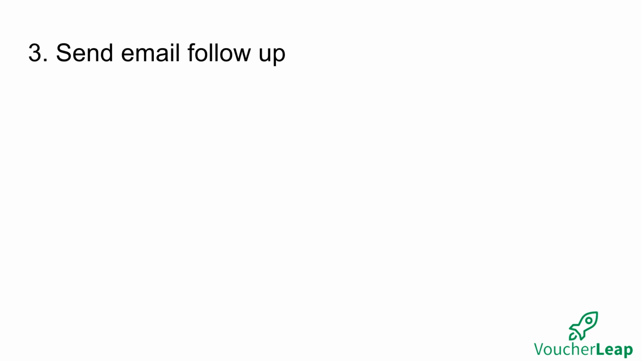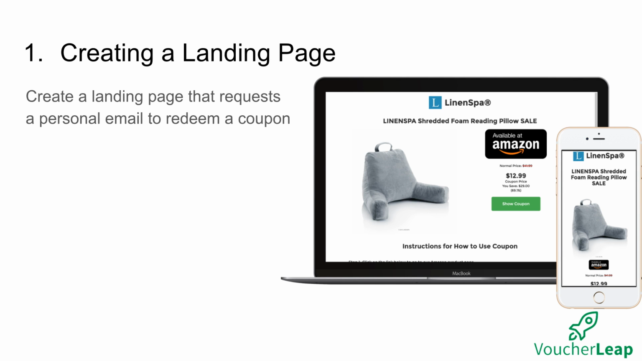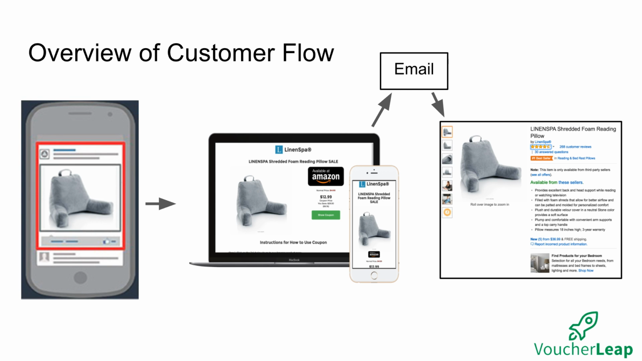All right, so I want to recap and just finish off this talk by giving a more holistic picture of how everything works, right? Essentially, if you're a customer, you'll see an ad on Facebook or an ad on Google or a link somewhere. You'll click through it. You'll go to this landing page. The landing page will say, give us your name, give us your email, and we'll give you a coupon for some percentage off, maybe 50% off our new, in this case, shredded foam reading pillow.